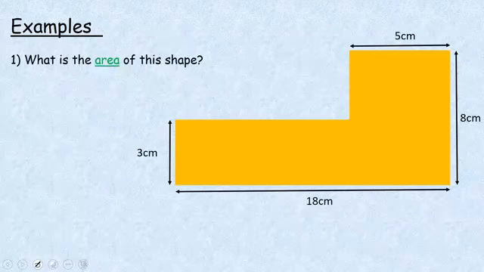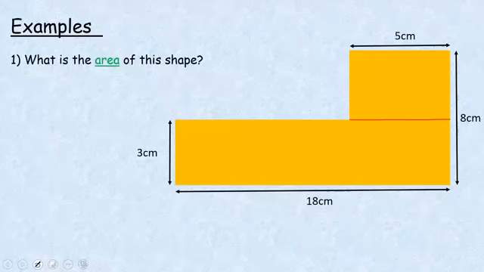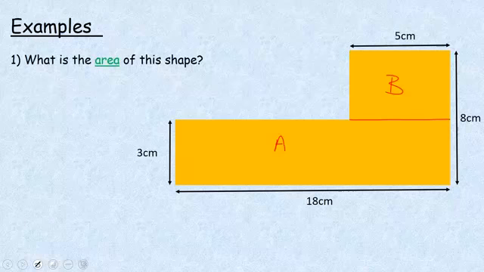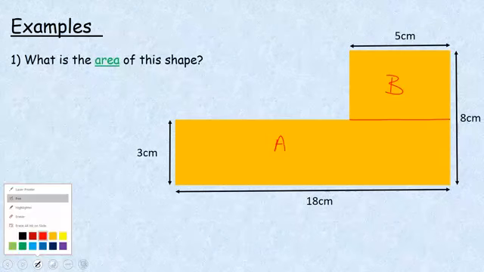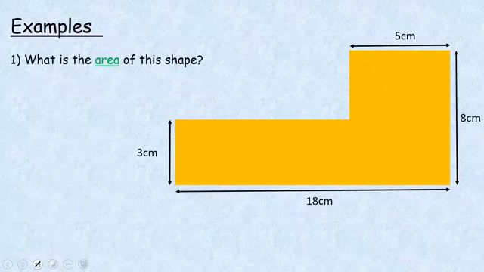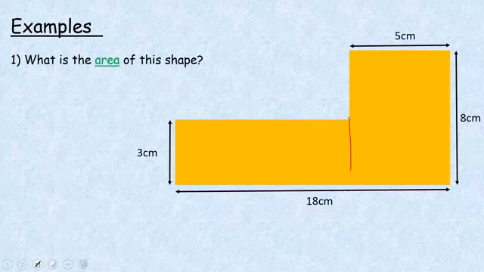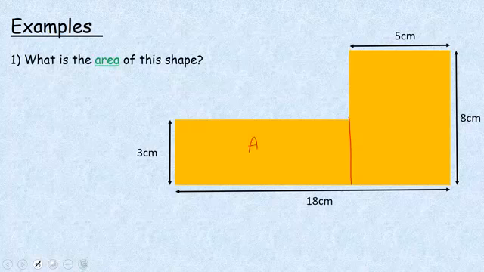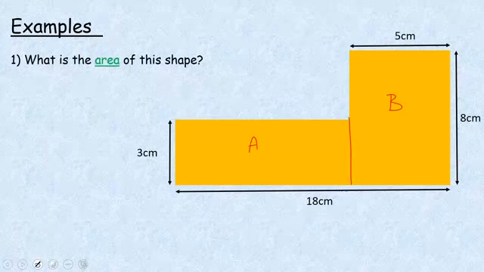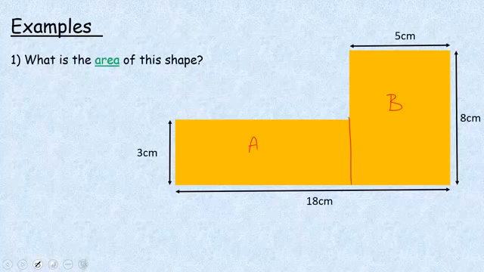Okay, so it's up to you which way around you split it. You can either split it like that, and have two rectangles here, A and B, or you can do it the other way. We've got two rectangles there. We call those A and B. So we carry on with it this way around.